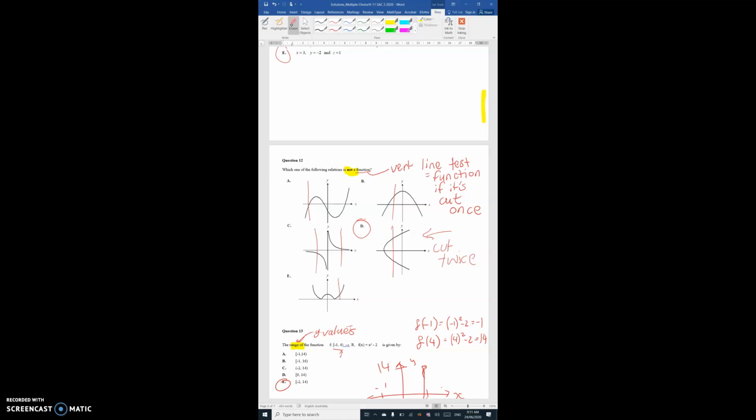All the other ones, no matter where you cut the graph in the vertical line test, it will cut it once. Okay, so you can do a vertical line anywhere, but in D, it will cut the graph twice. So D is not a function. Okay, let's move down.